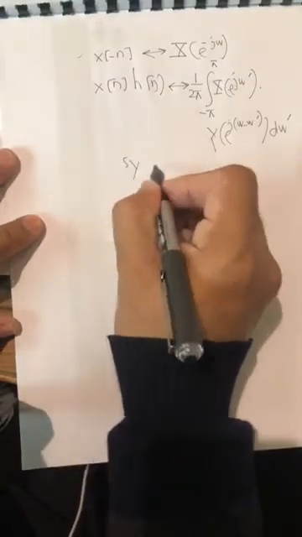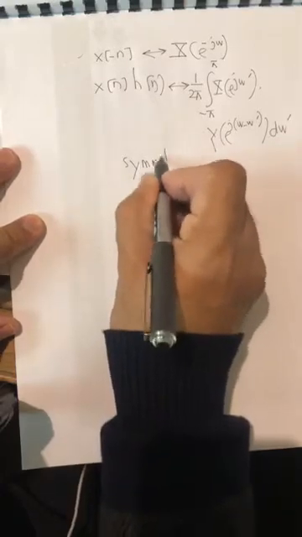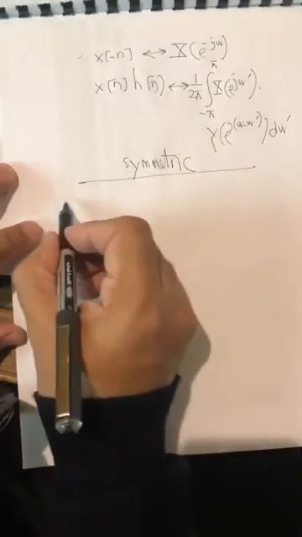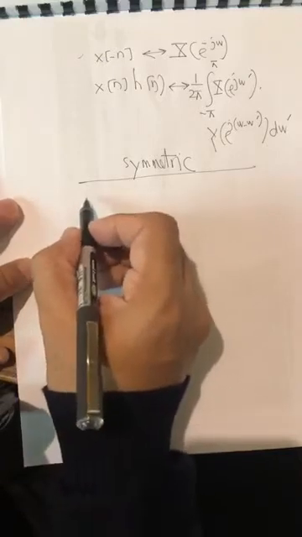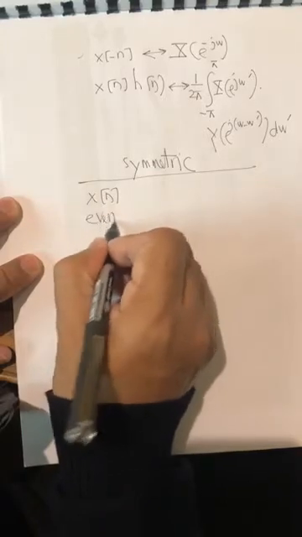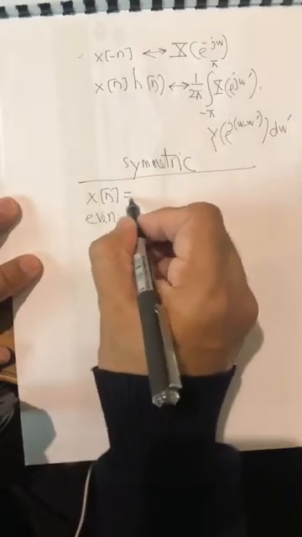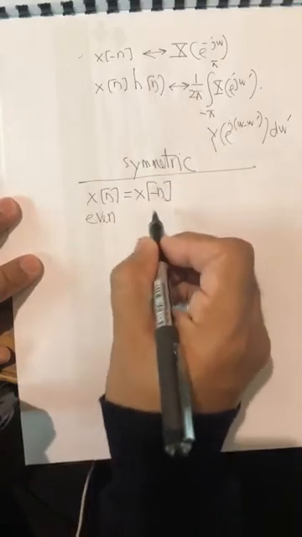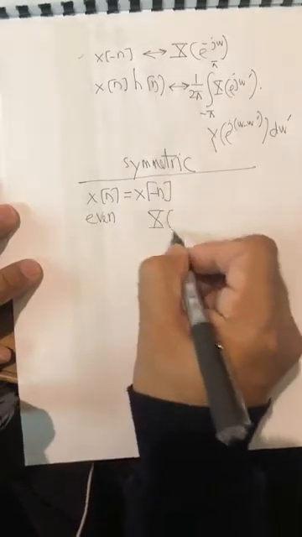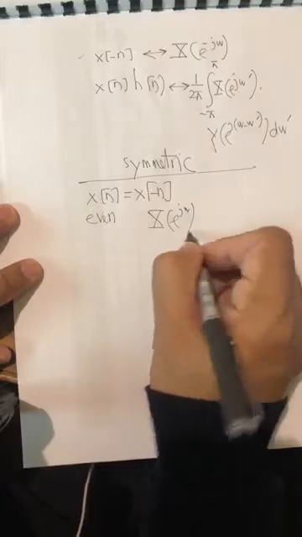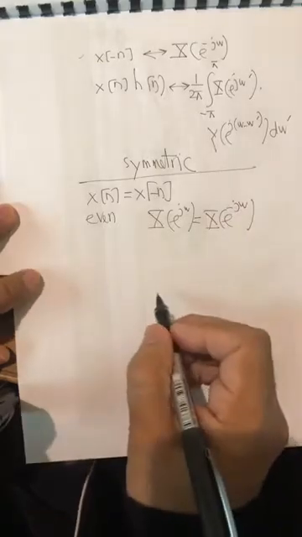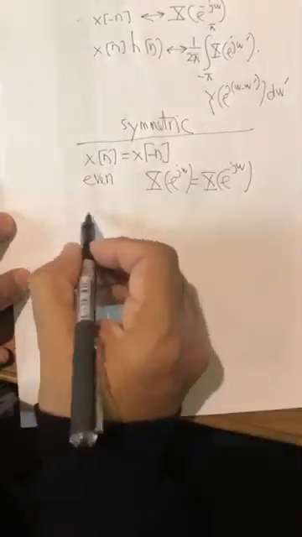But then there is a very interesting property, and a set of properties which are called symmetric properties. What the symmetric property says is that if your signal is even, okay, even means that if you flip, you get the same thing. If the signal is even, your Fourier transform is also even.